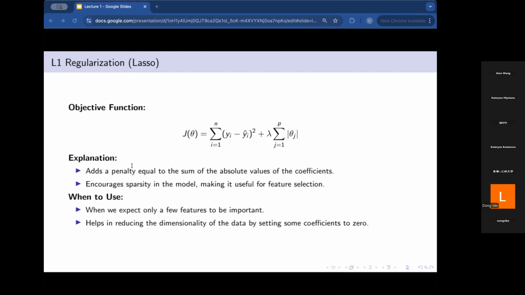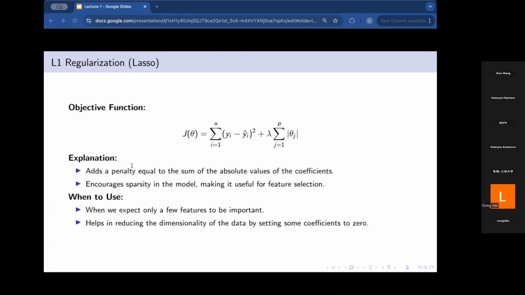So now that we've looked at L2 regularization, let's move on to L1 regularization, which we call Lasso. L1 has its own unique properties, particularly in terms of enforcing sparsity. Unlike Ridge, Lasso can result in some coefficients becoming exactly zero.